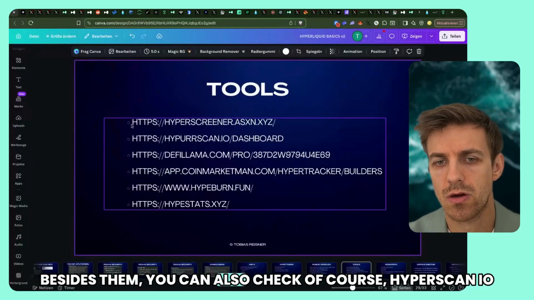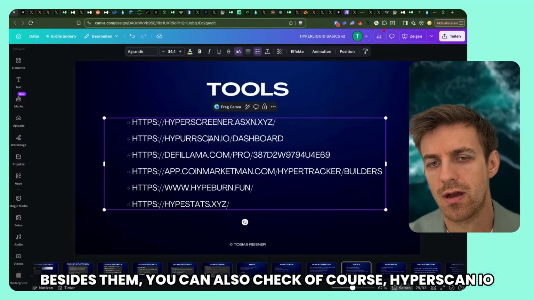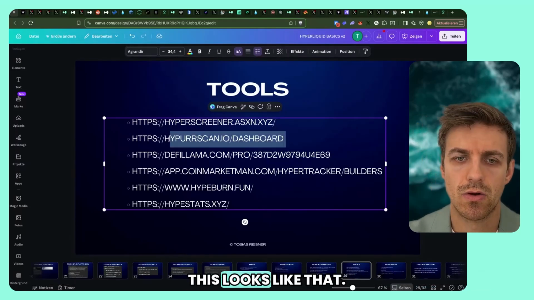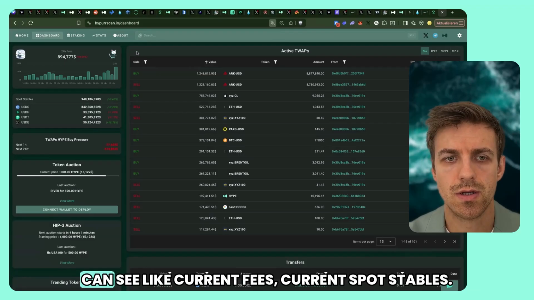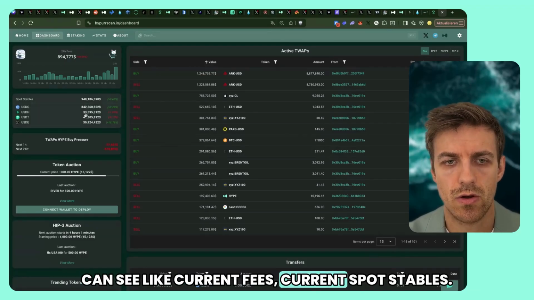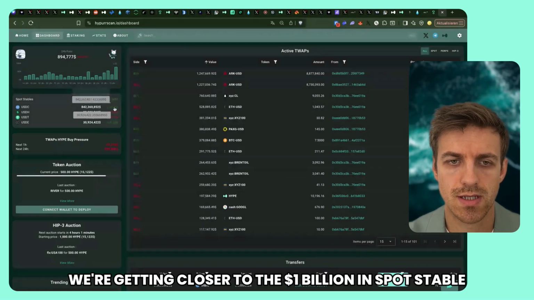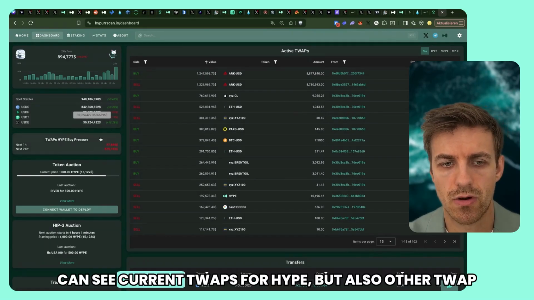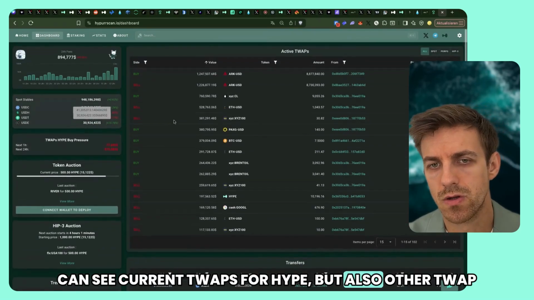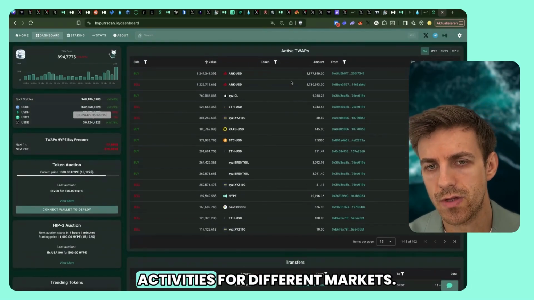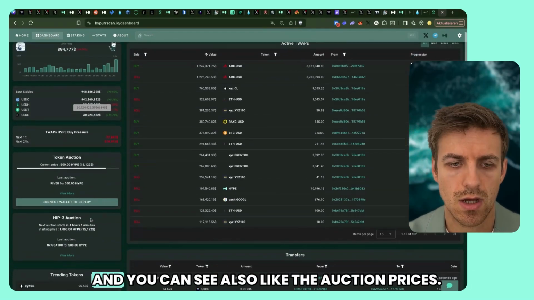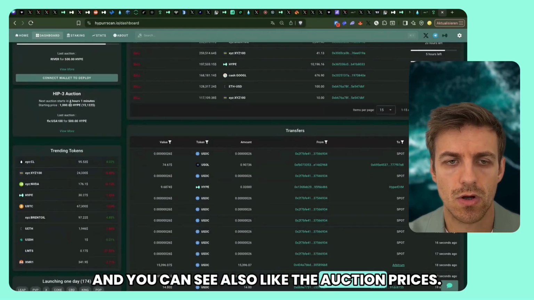Besides them, you can also check, of course, HyperScan.io for the dashboard. This looks like that. Here you go. You can see current fees, current spot stables. We're getting closer to the $1 billion in spot stable coins. You can see current TWAPs for Hype, but also other TWAP activities for different markets. And you can also see the auction prices.